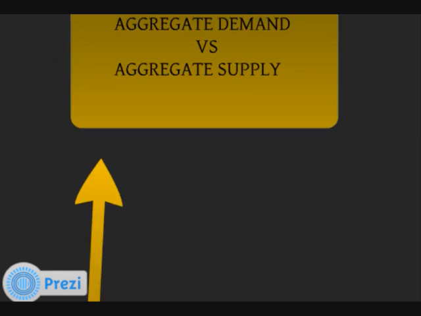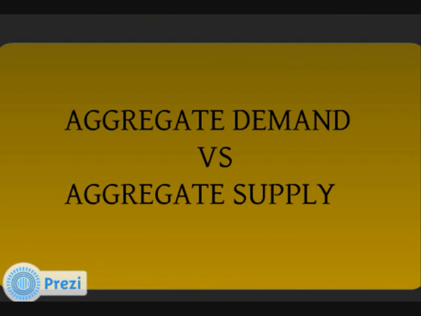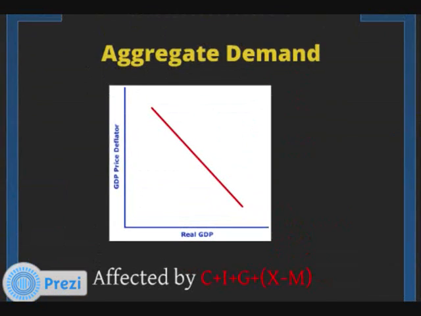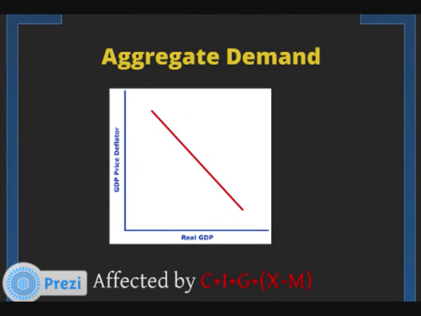The general price level is determined by the intersection of the aggregate demand and aggregate supply curves. Aggregate demand is the total demand by households, firms, government, and foreign sector for the final goods and services that is produced in the economy at various price levels. Aggregate demand is mainly determined by the sum of consumption expenditure, investment expenditure, government expenditure, and exports revenue minus import expenditure. In short, it is also known as C plus I plus G plus X minus M.